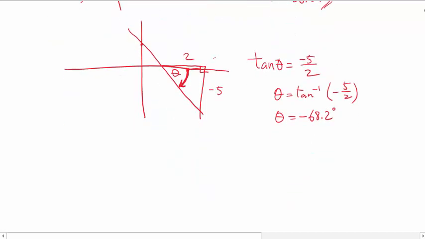Now if I were to ask you to find the angle of inclination, it'll be from the x-axis this way up. So then you would just do 180 minus 68.2, and you will get an answer of 111.8 degrees. So that's the angle of inclination, and this is the angle of declination of that line.